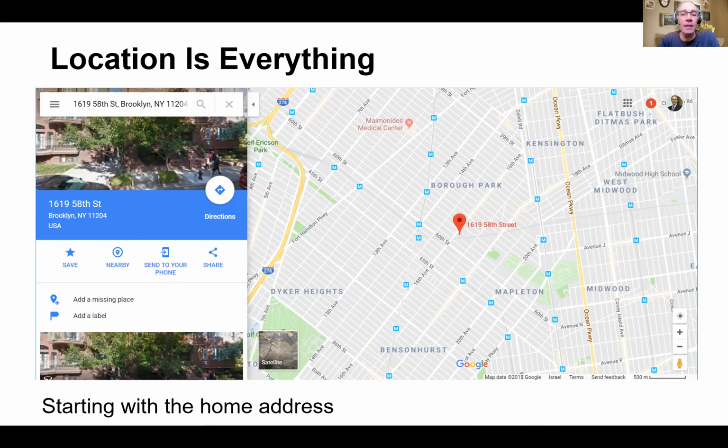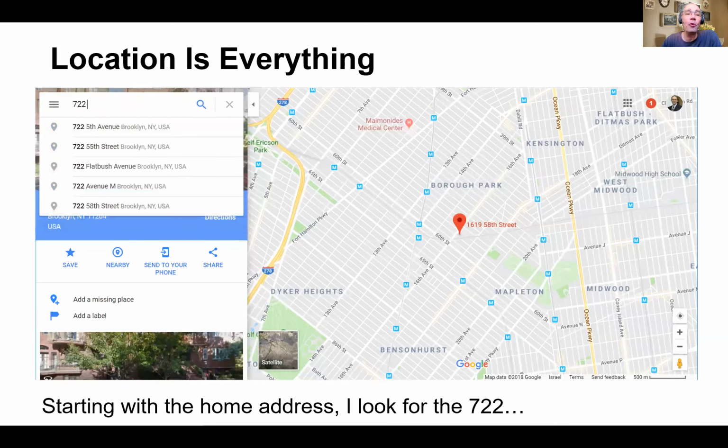And let me give you this tip. Google Maps will do a great job helping you find the exact location of any address. So starting with this home address, I decided to look for 722, which is the number I had on the sign in the image. And then Google will give me the closest location or street addresses that has a 722.